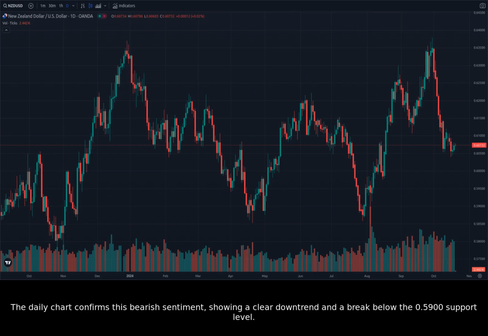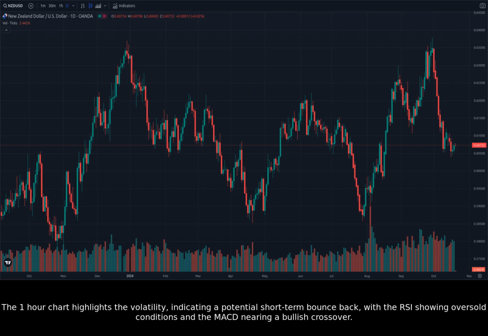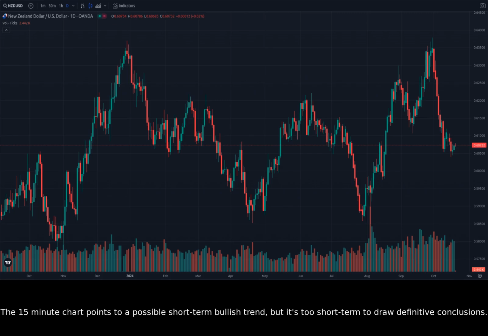The daily chart confirms this bearish sentiment, showing a clear downtrend and a break below the 0.5900 support level. However, the RSI and Bollinger Bands show some signs of a potential reversal. The 1-hour chart highlights the volatility, indicating a potential short-term bounce back, with the RSI showing oversold conditions and the MACD nearing a bullish crossover. The 15-minute chart points to a possible short-term bullish trend, but it's too short-term to draw definitive conclusions.